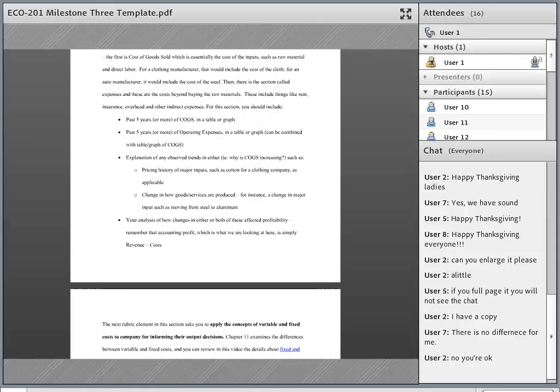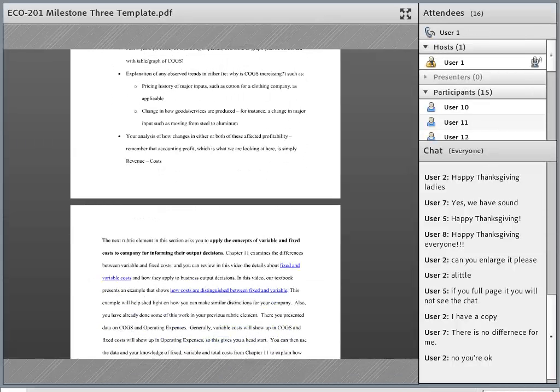So you've got those bits of data that are very easily available to you, and then you have the explanation: pricing of any major inputs, change in how the goods and services are produced, if that's applicable. We give an example here. And then your analysis of how this affects profitability. So make sure you don't forget this last bullet point to discuss that. So if you cover all of these bullet points as they apply to your company, you should be all set, doing an exemplary job on this element.